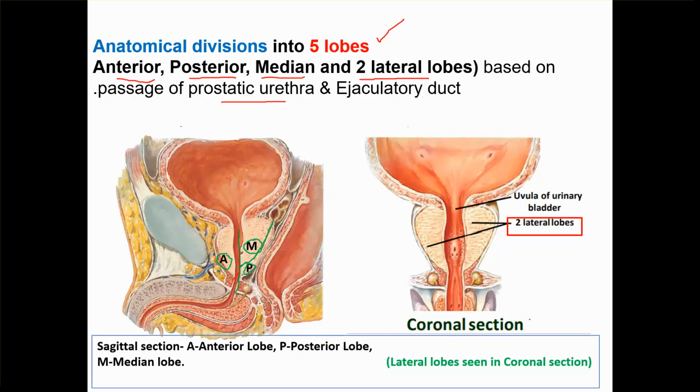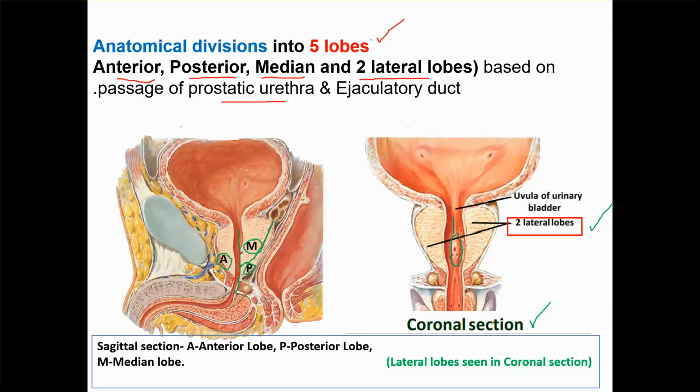When you cut the body, dividing it into an anterior and a posterior half, this is called a coronal section. So in a coronal section, we can see the two lateral lobes. These are the two lateral lobes, and what is passing in between is the prostatic urethra. This is called the uvula of the urinary bladder, which you're seeing here. Prostatic utricle, all these structures you can see at this point over here. Fine. Now we can concentrate on the lobes.